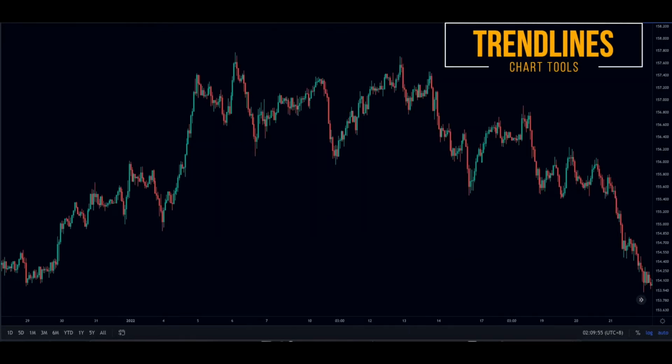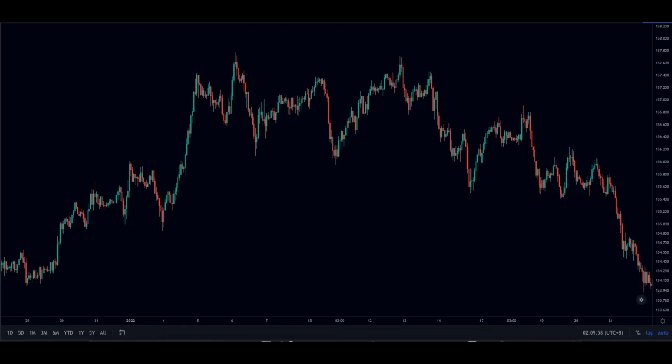Trend lines. Trend lines are normally used to identify the trend. I don't personally use them because I can eyeball the market and identify the trend.